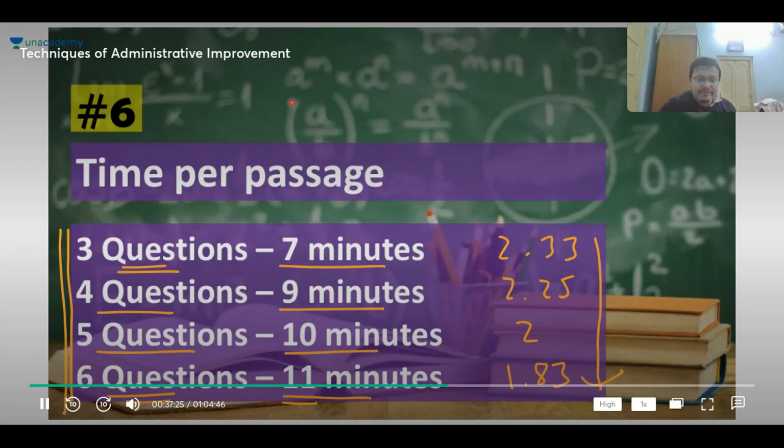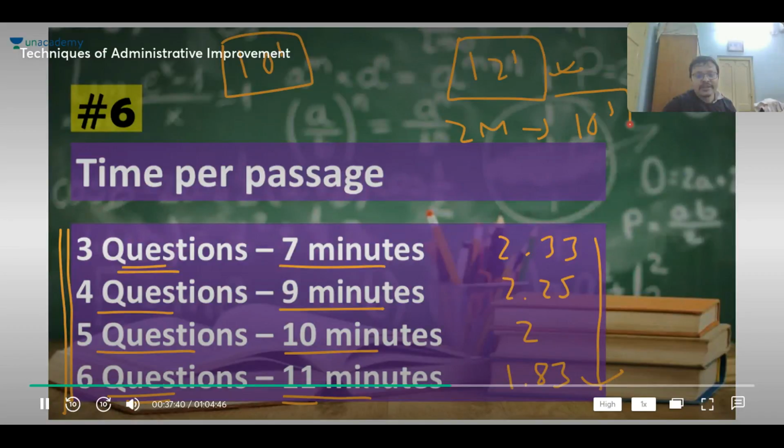But as far as practicing on a daily basis, when you're practicing 2 RCs, what you can take is 10 minutes on an average per RC. As for starters, for the first 2 months, if you're newly preparing for CAT, you might take 12 minutes, but after 2 months, you have to move back to 10 minutes per passage on an average.